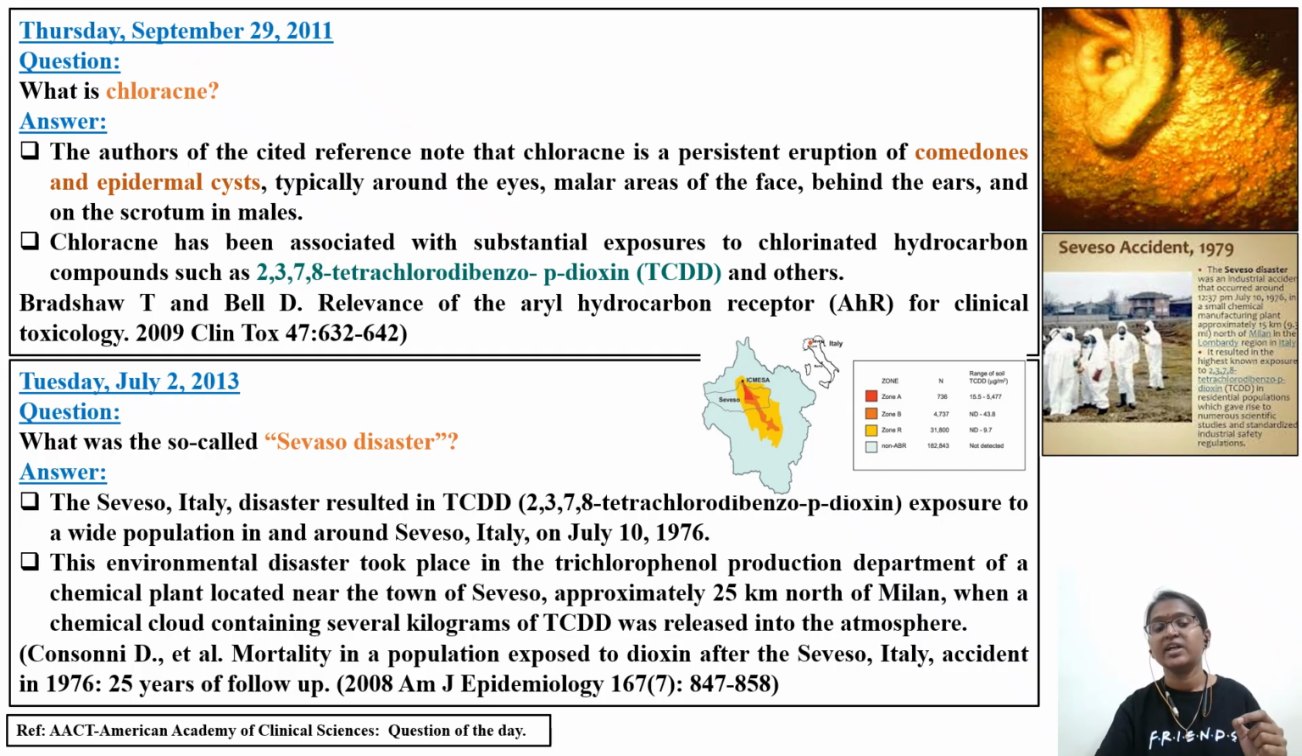The Seveso, Italy disaster resulted in TCDD, that is 2,3,7,8-tetrachlorodibenzo-para-dioxin, exposure to a wide population in and around Seveso, Italy on July 10, 1976. The environmental disaster took place in the trichlorophenol production department of a chemical plant located near the town of Seveso, approximately 25 kilometers north of Milan, when a chemical cloud containing several kilograms of TCDD was released into the atmosphere.